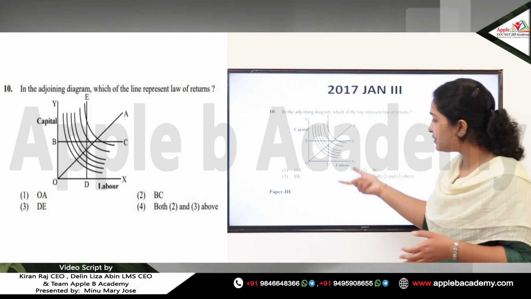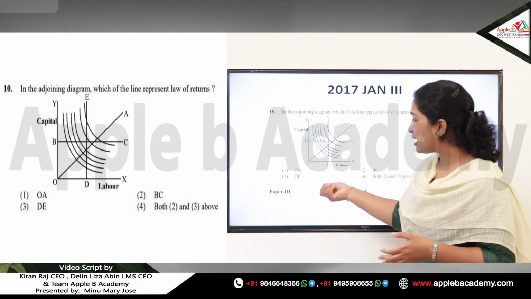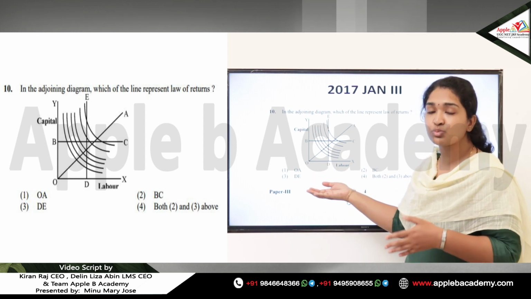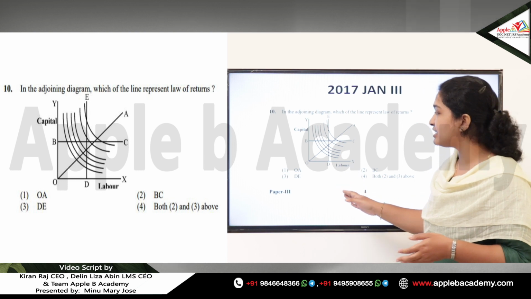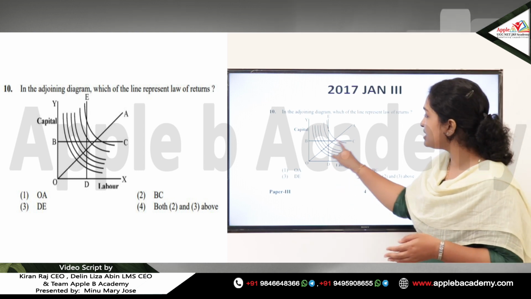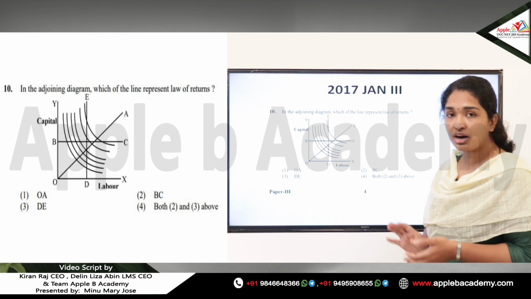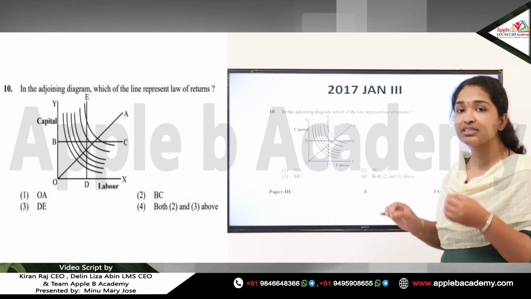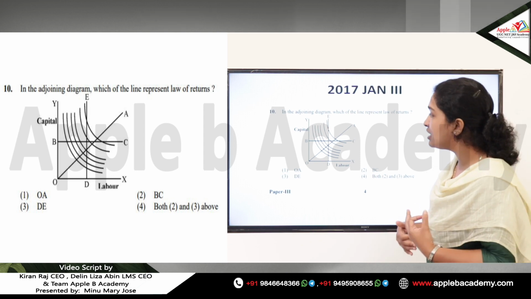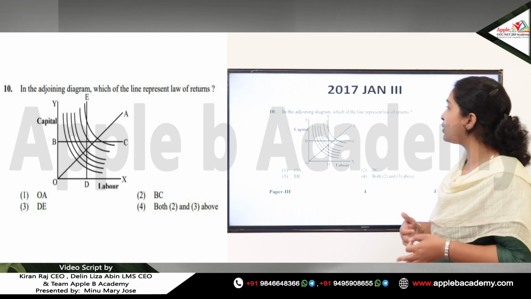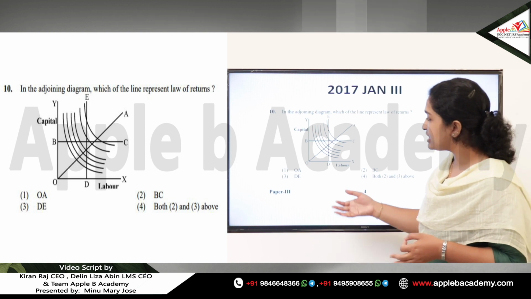Again, the curve DE shows what will be the changes in the output when labor is held constant and capital changes. So from this we can easily identify that both curves BC and DE represent the law of returns. That means the respective changes that can take place in the output from changing the factors of production. So that is what the law of returns is about. So we can easily identify the answer.